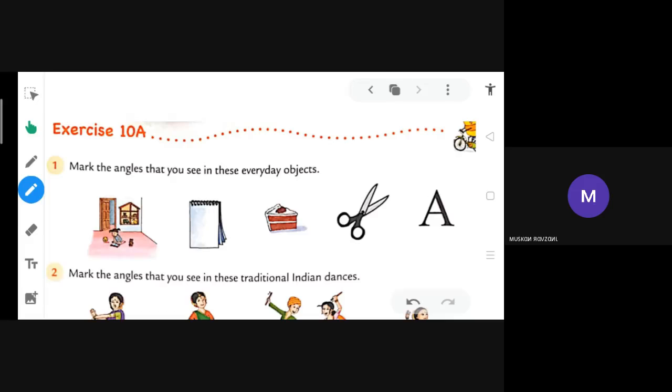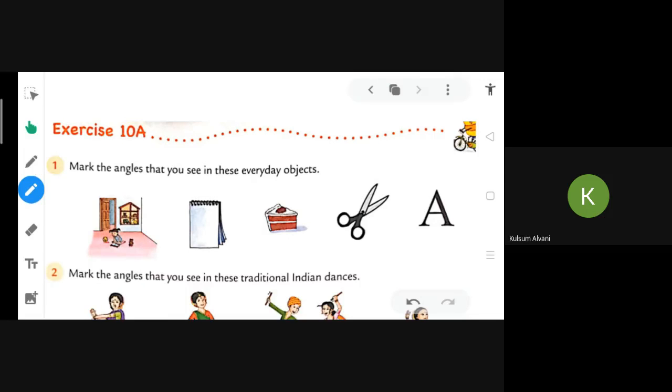Zainab ma'am. Yes. Excuse me, Zainab ma'am. Say, Muskan. Ma'am, now it is 10:08. You had given 10:05. Now it is 10:08. Sorry, 10:09. Okay, okay.